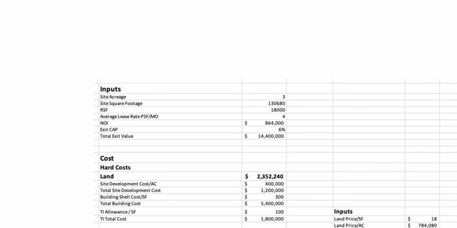We start by estimating average lease rates for the shop space. This is all spec, so it's based on local comps and broker insight. Then we apply an exit cap rate. In this case, we assume 6%, and that gives us our project value at stabilization. There are tons of videos on rate of capitalization, so I'm not going to cover that here.